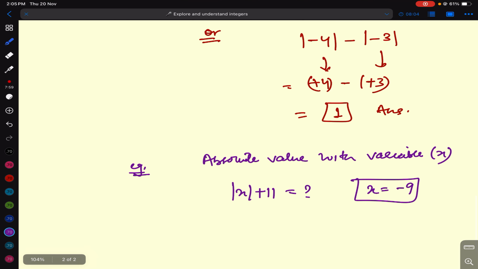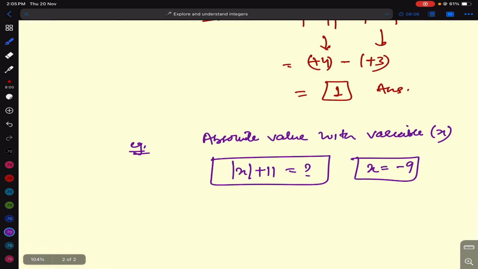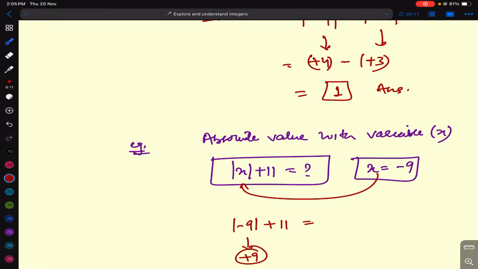Now how do you solve this? So what we are going to do is we'll substitute this here. So now this changes to absolute value of -9 plus 11, and we know that absolute value makes everything positive, right? So this is going to be 9 plus 11, and that is 20. So your answer to this problem is 20.